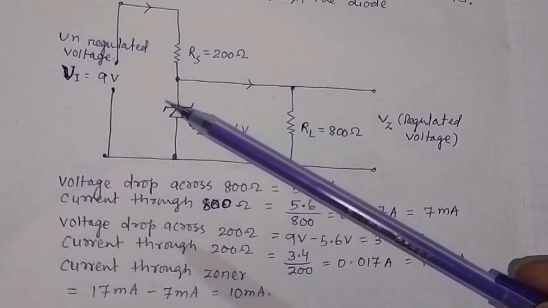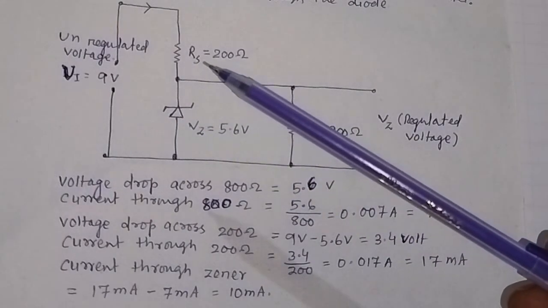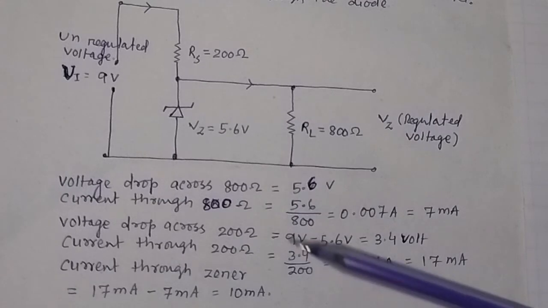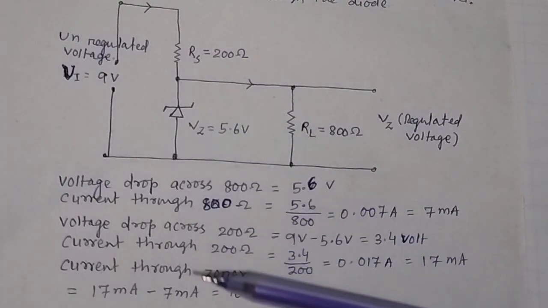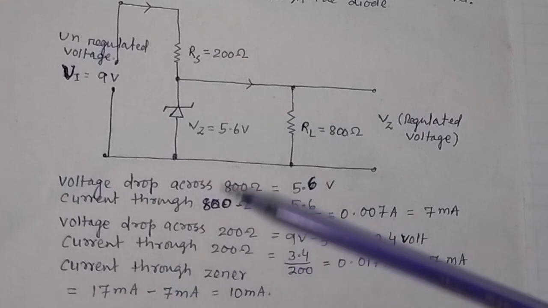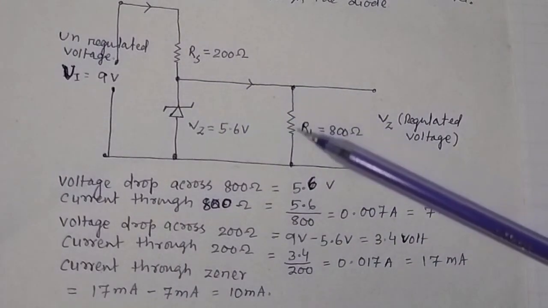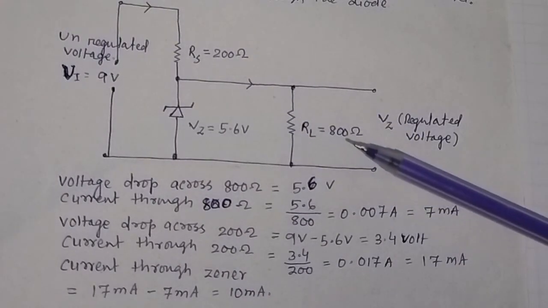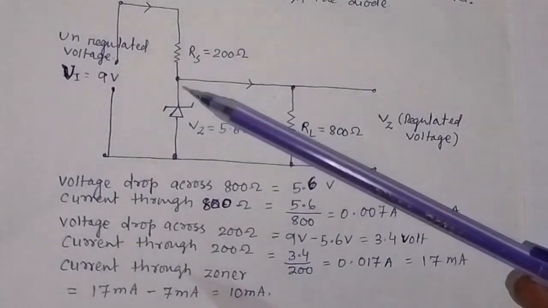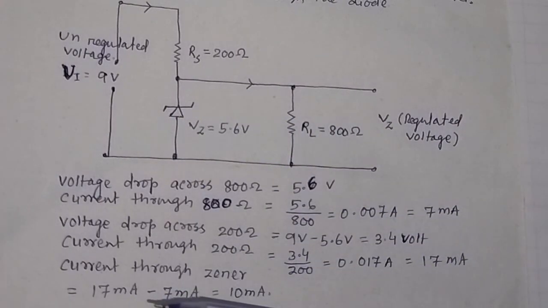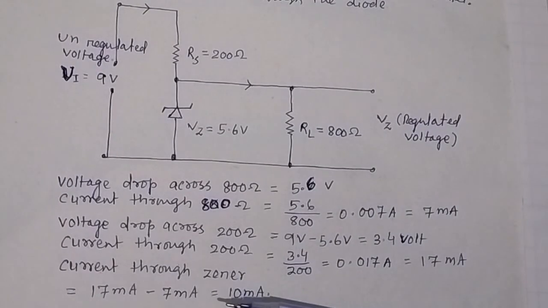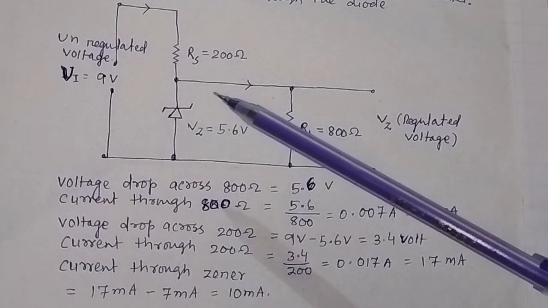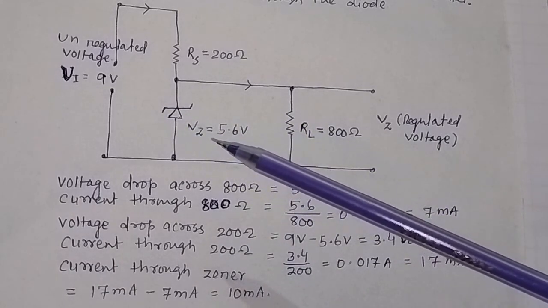So what will be the current through this zener? The current through this series resistor is equal to 17 milliampere. So current through this zener will be equal to 17 milliampere minus 7 milliampere, because 7 milliampere current has gone to this load resistance of 800 ohm. So through this zener, the current will be equal to 17 milliampere minus 7 milliampere, that will be equal to 10 milliampere. So in this way you can calculate the amount of current passing through the zener diode, which acts as a voltage regulator.